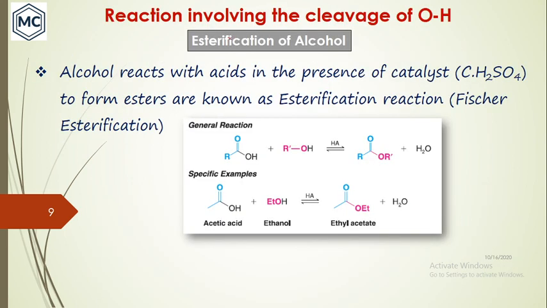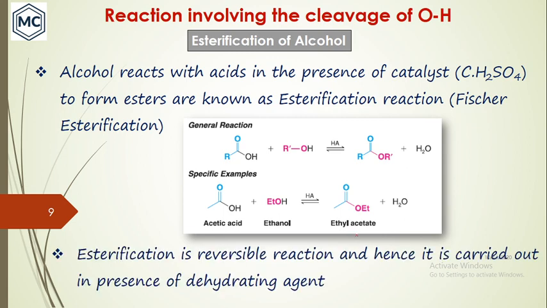Next one, reaction involving the cleavage of the OH bond: esterification of alcohol. Alcohol reacts with the acid. This you can see here. Alcohol with the acid in the presence of a catalyst, concentrated sulfuric acid, forms an ester. This is the general reaction scheme. It is shown here. A specific example is acetic acid with ethanol. In the presence of acid, it forms ethyl acetate.